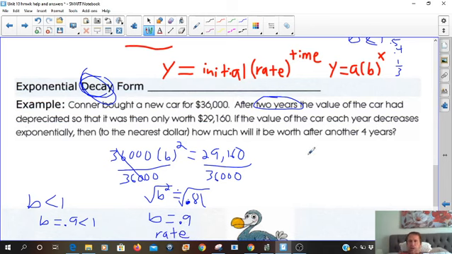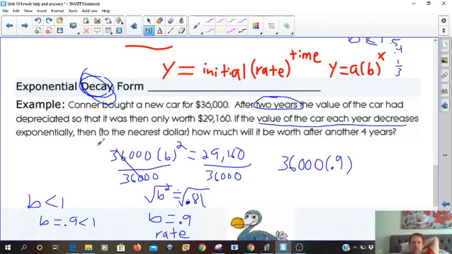Okay, so from there, we've got that. So now we're going to do 36,000, right, our initial. Then we have a rate of 0.9 or 0.90, or just 0.9 if you don't want to do 0.90. Okay, so you have to be careful and read it. If the value of the car each year decreases exponentially to the nearest dollar, how much will it be worth after another 4 years?